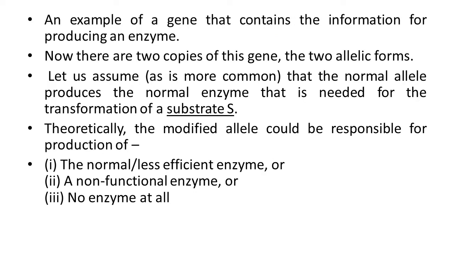An example of this gene that contains the information for producing an enzyme, for our understanding. Here there are two copies of this gene. It means two allelic forms. Let's assume, as is more common, that the normal allele produces the normal enzyme that is needed for the transformation of the substrates, that is S.